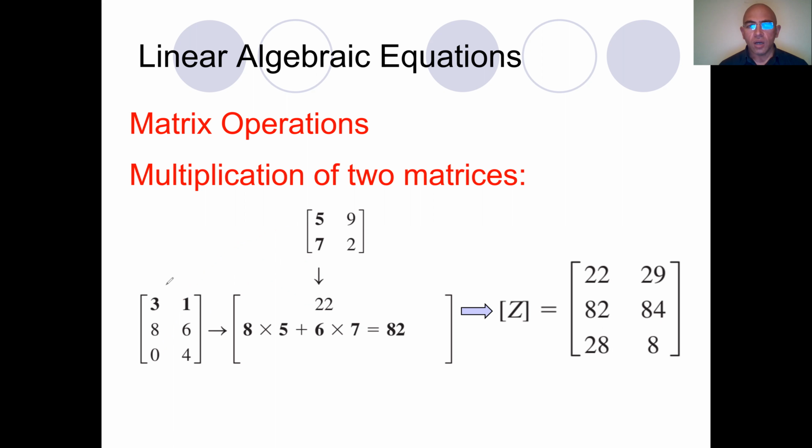Now, I will multiply 3 with 9 and 1 by 2. 3 multiplied by 9 is 27. 1 multiplied by 2 is 2. And the sum will give us 29, as you see. Now, we will continue with the second member of the second column.